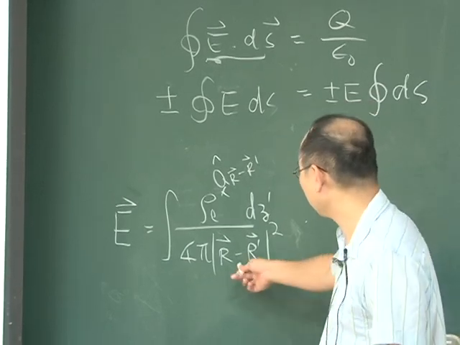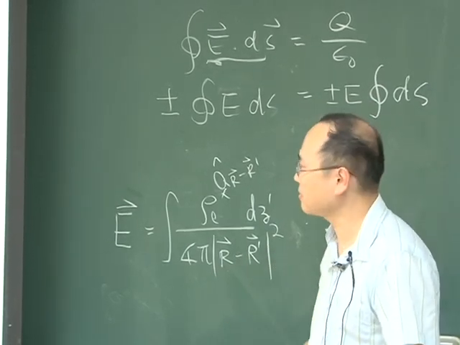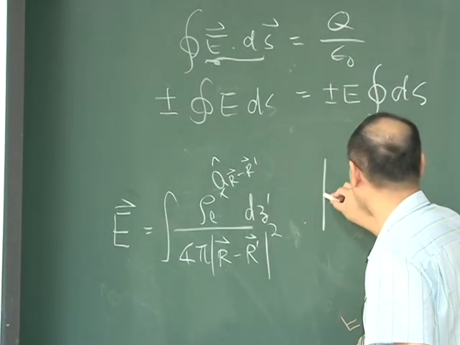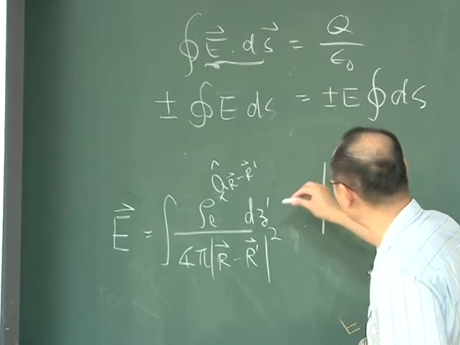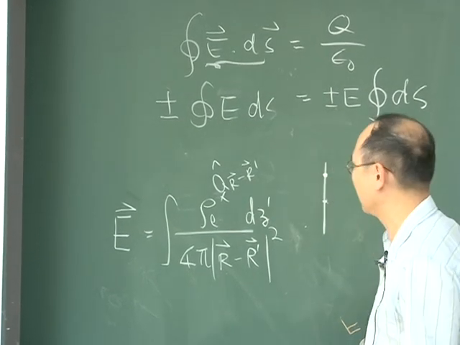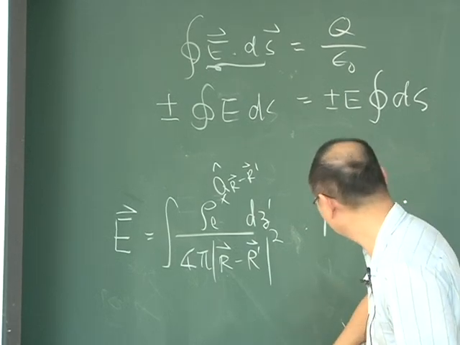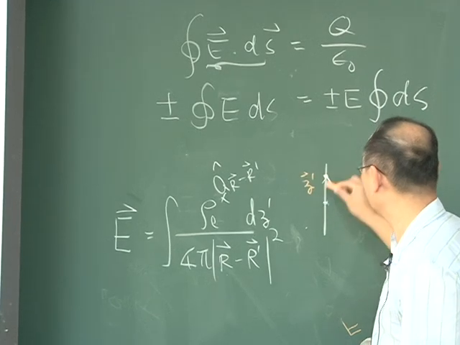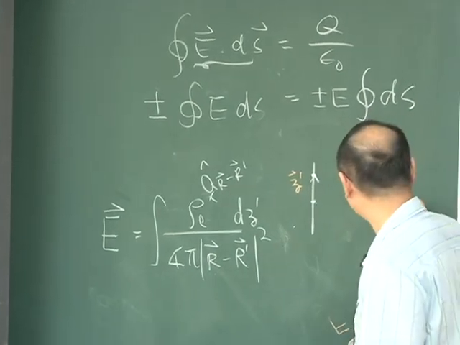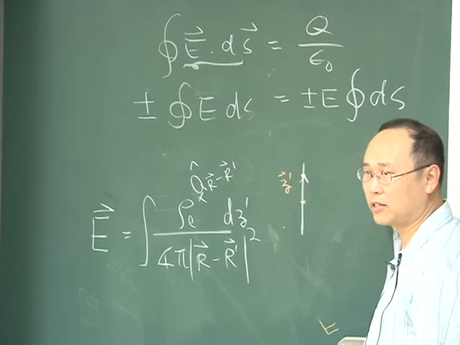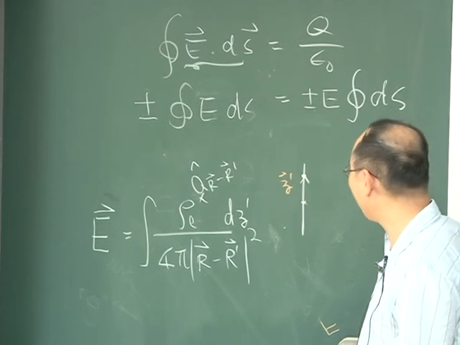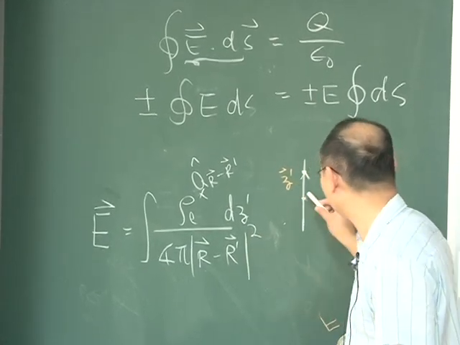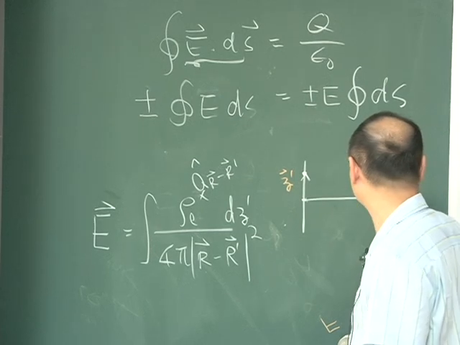Okay, let's first figure out this r minus r prime. r prime is basically the position if I'm integrating a charge right here. So from here to here is called z prime along the z direction. And we're interested in calculating the electric field at this point. So r is a vector from the origin to this point.